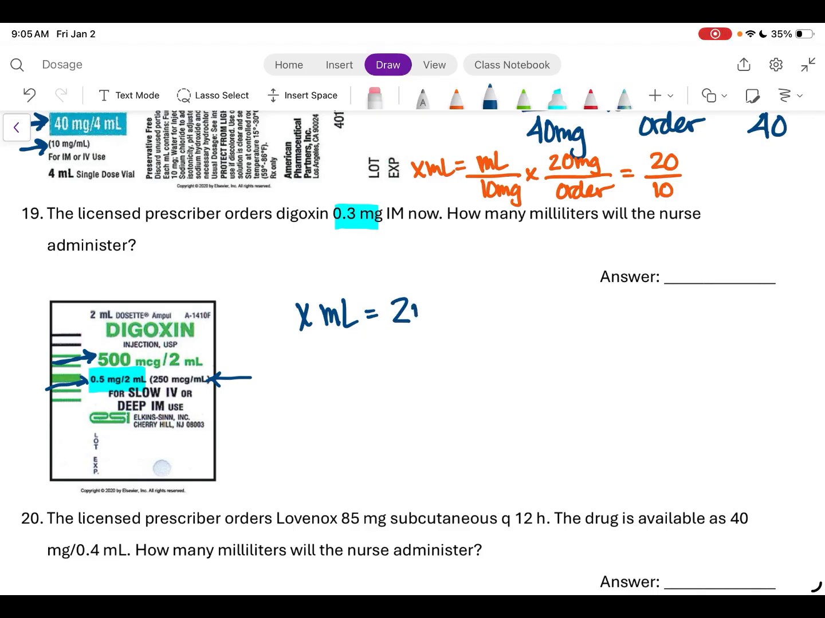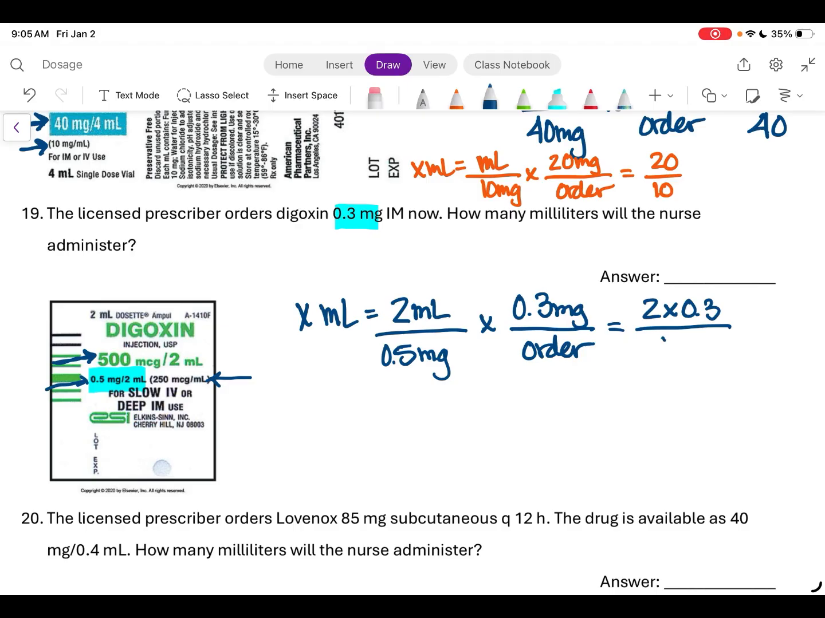So I'm going to write 2 milliliters, 0.5 milligrams. And 0.3 milligrams is my order. So 2 times 0.3, and then we divide by 0.5. And I get 1.2 as my final answer.